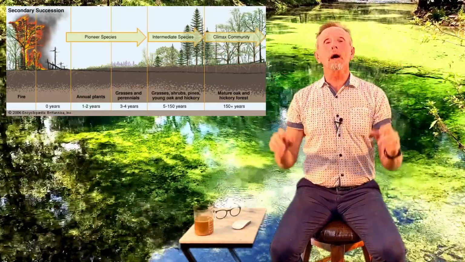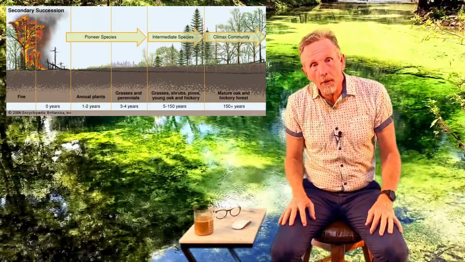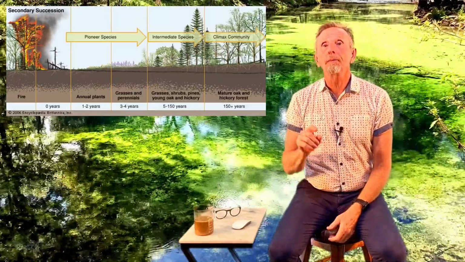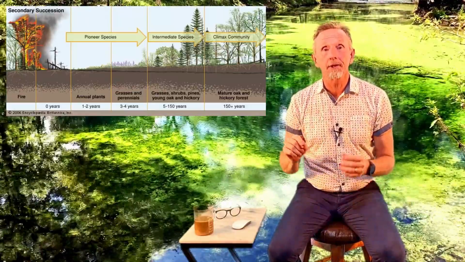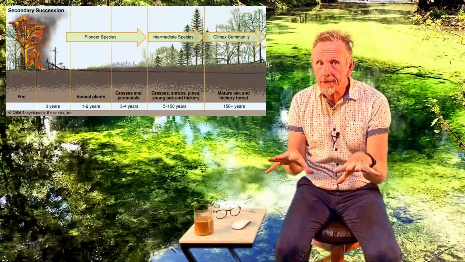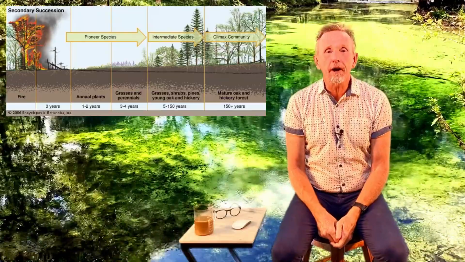The farmer won the lottery. I don't have to farm anymore. And they let their farmland go. Well, this would be classic secondary succession. Nature begins to take over. There's already soil there. There's already some things in the environment.